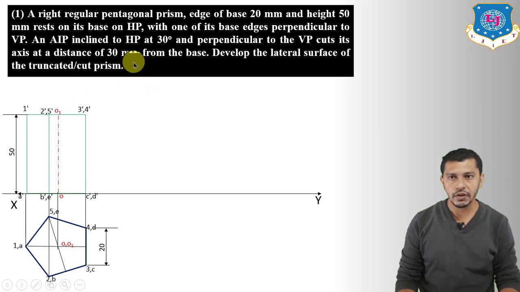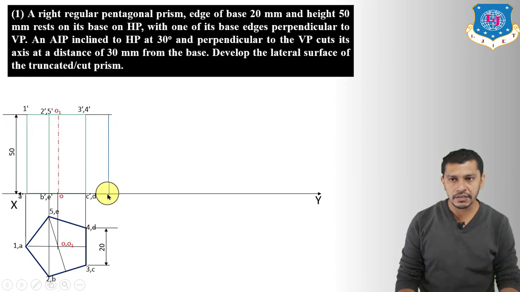This will be 1 dash, 2 dash, 5 dash, this will be our 1 showing the axis, this will be our 3 dash, 4 dash, and this will be our top face. Now before showing the development of the section part, first of all we will show the basic development of the pentagonal prism. For that, first of all, project this height and draw a line parallel to this line showing one of the edges. So we will unfold the pentagonal prism from the side edge A1.